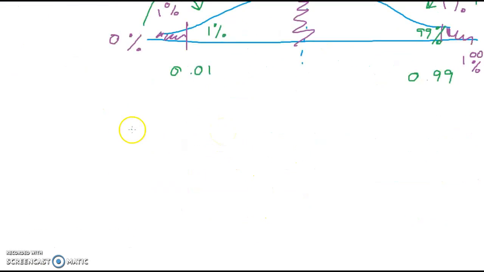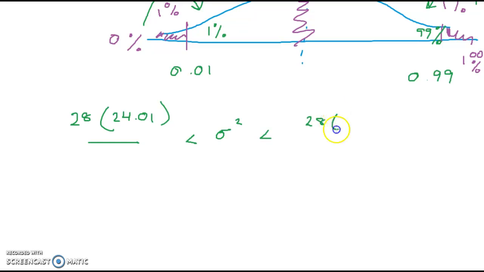Using our equation, and I did this a little bit ahead of time, our n-1 value is 28, our s squared value is 24.01. Let me sketch this. That means our population variance is in between these two things, because the numerators are the same for each one. The denominators are going to be, for the lower bound, 48.28, and for the upper bound, 13.56. And there you have it.